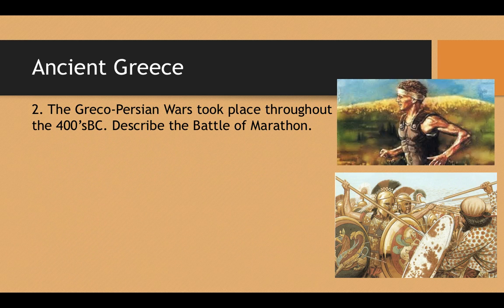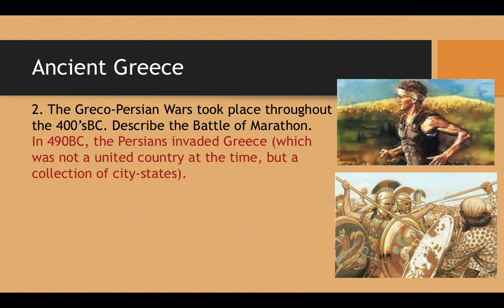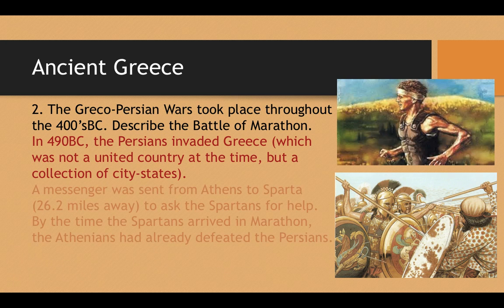Now, the Greco-Persian Wars were some of the first major conflicts in Greek history, and this took place throughout the 400s BC. The Battle of Marathon was one of the major battles here, and that was in 490 BC when the Persians invaded Greece. We already talked about Persia and Greece being arch enemies. So Persia invaded Greece, which was not a unified country at this time. It was just a collection of city-states, as we saw.